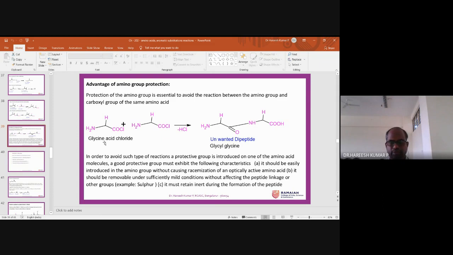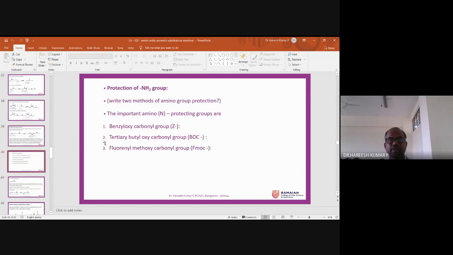Okay. So I will go to the next slide. So, protection of amino group. Based on this, one can frame a question: write two methods of amino protection. This may be a 5 marks question, or maybe a 4 marks question, or maybe a 6 marks question. The important ones, amino means we can call it N protecting groups.